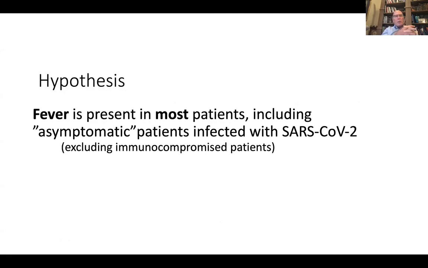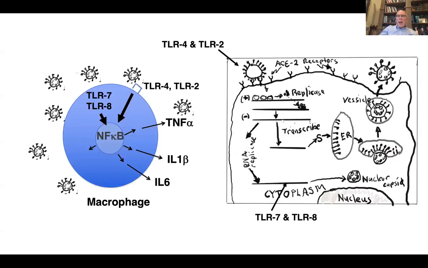I want to introduce you to one more concept, and that is the idea that if fever is present, most patients, including asymptomatic patients who are infected with SARS-CoV-2, should have a fever. This is my prediction, and this is based on my understanding of how the virus causes inflammation. It turns out when the virus binds to the surface of cells, it stimulates these toll-like receptors, which are warning signals saying there's a foreign virus trying to get in.